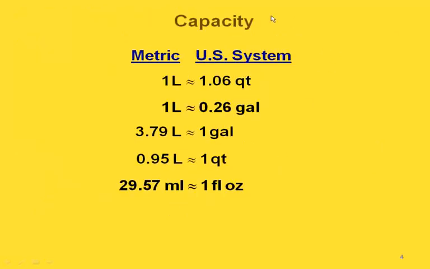Now for capacity, and remember that capacity is really the same as volume. Again, we have several different comparisons between the metric and the US system. This one goes from liters to quarts, and notice there's a kind of a corresponding one down here that goes from quarts to liters. This one goes from liters to gallons. This one goes from gallons to liters, so those two correspond. And then we have one that goes from milliliters to fluid ounces. So these would be for smaller measurements.